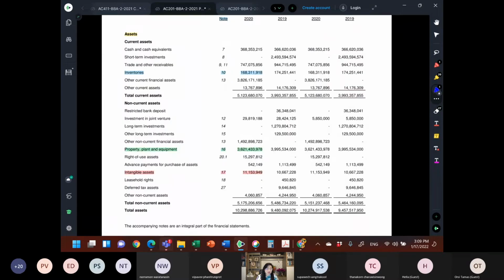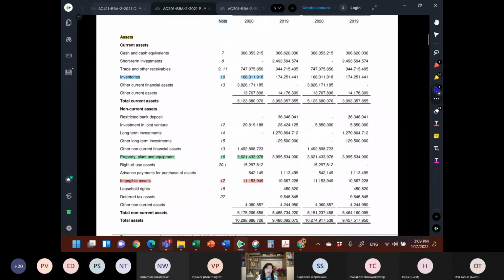Okay, so if you want to see the information on the property, plant, and equipment, what would be the note number that you will find that information? Property, plant, and equipment. Okay, 16, so it's note 16. Very good. How about intangible asset? What would be the note number? 17. 17, right? So now you know where to find the information. Okay, very good.